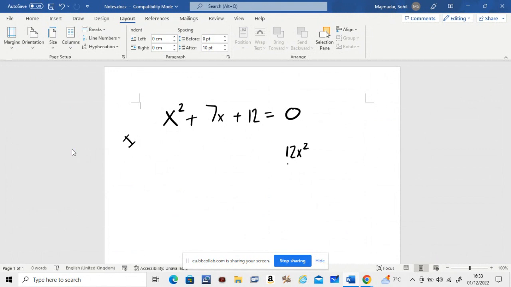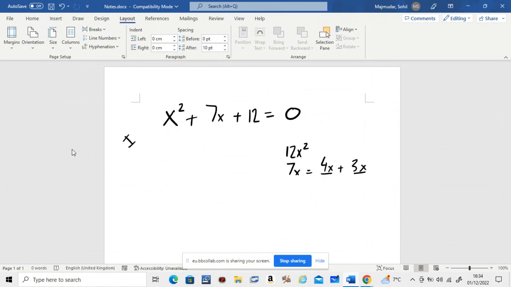And now take the middle term and break it into two parts. So think of two numbers that add up to 7 and multiply to 12. So the two numbers are 4x plus 3x. So 4 plus 3 will give you 7, and 4 times 3 will give you 12, and x times x will give you x squared.